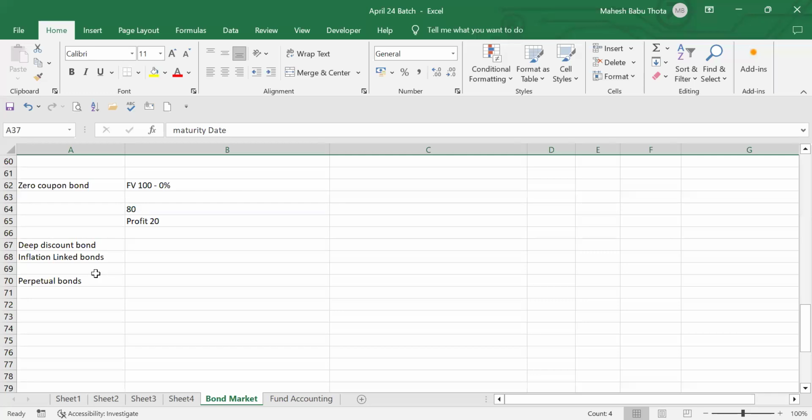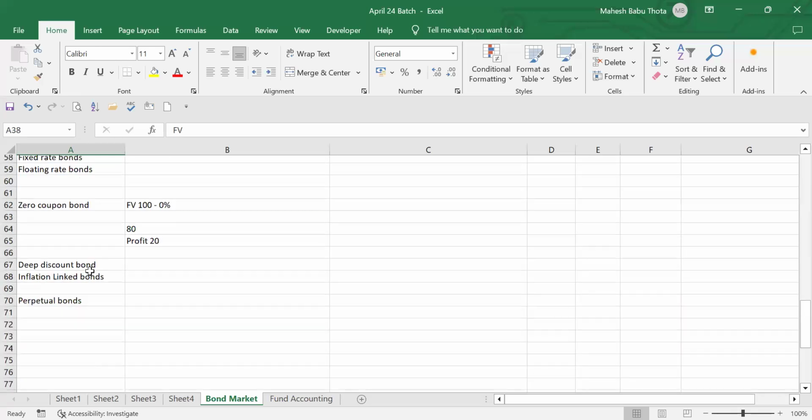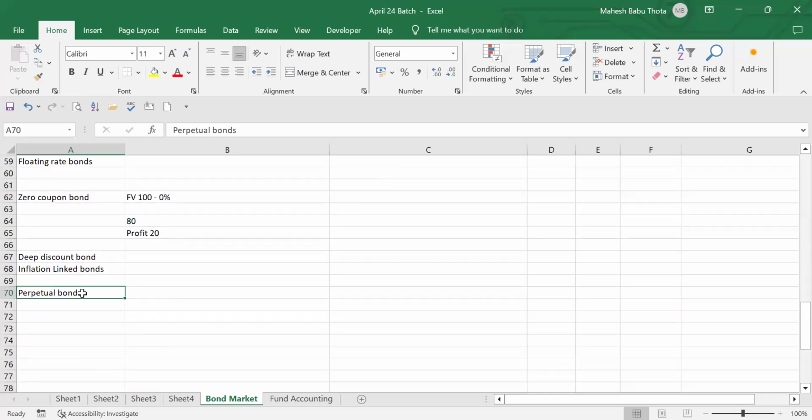These kinds of bonds we call perpetual bonds. There won't be any maturity date. Bonds without a maturity date, as a bondholder, you can enjoy the interest as long as you're holding the bond. Understood? Yes, Mahesh. This is called perpetual bonds.